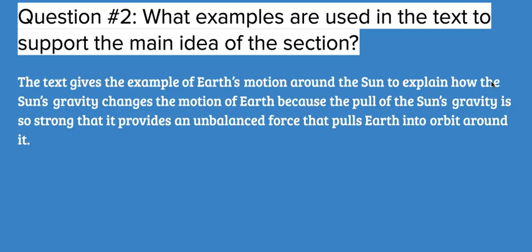That sounded like a lot of scientific terms, so let's break it down. Earth moves around the sun. We know that. It orbits around the sun. But it stays in that orbit and motion because the sun's gravity changes the motion of Earth. It keeps us moving because the sun is so much bigger than Earth and gives us that unbalanced force.